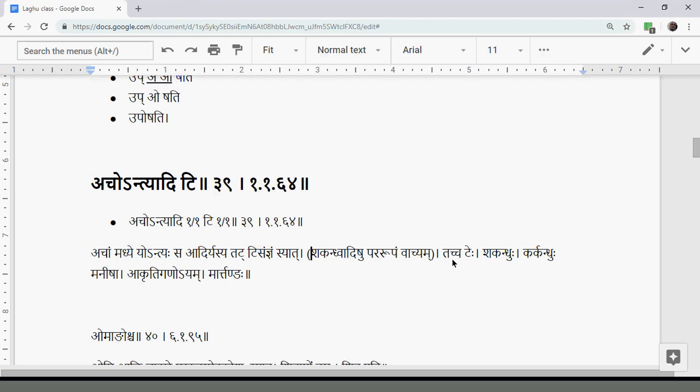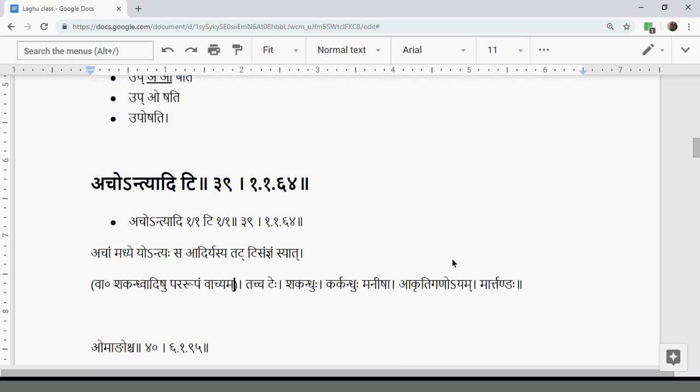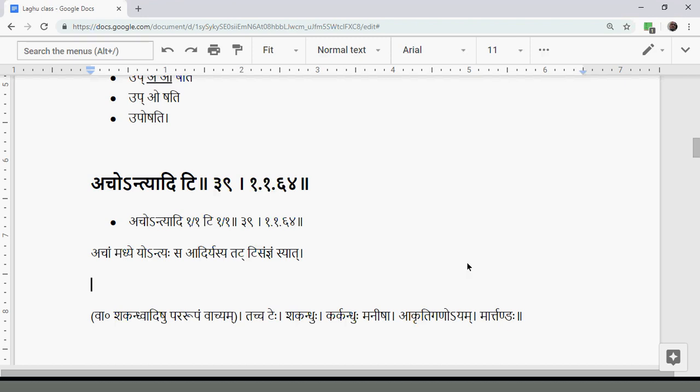Then there is a Vartika here, which says something. We'll look at the Vartika a little later. Let's look at examples. He's not given any example, so let's look at an example.